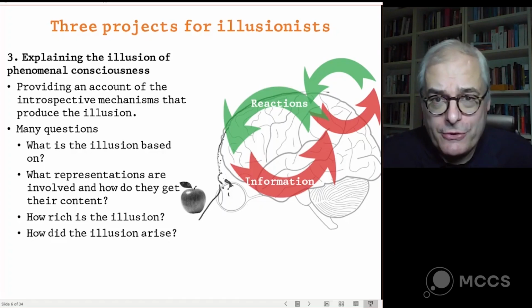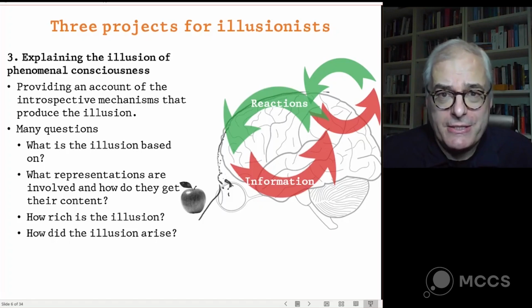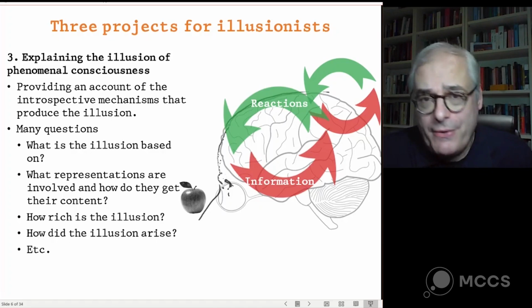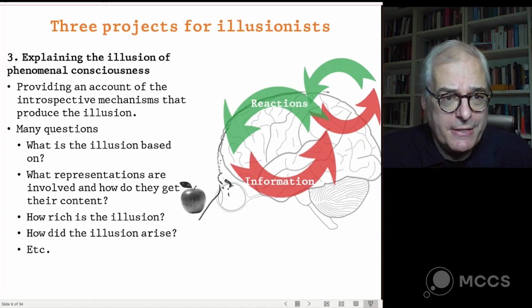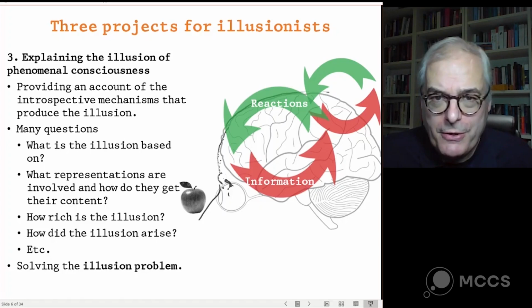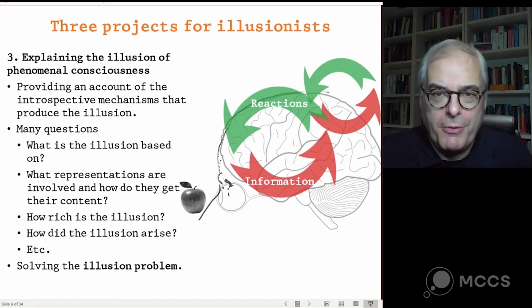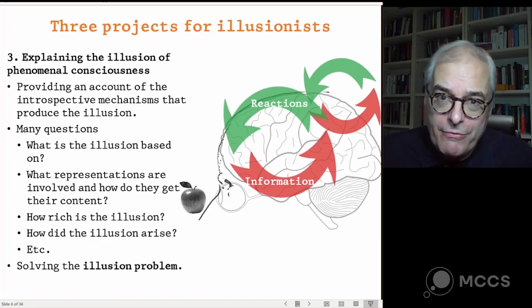How did the illusion arise? Why did it arise? Does it perform some function, or is it just a side effect of introspective processes that evolved for other reasons, for other purposes, and so on? There are many questions here under this third aspect of the illusionist program. In summary, this third project involves solving what I call the illusion problem, the problem of explaining the illusion of phenomenal consciousness, which for the illusionist replaces the hard problem of explaining phenomenal consciousness itself.